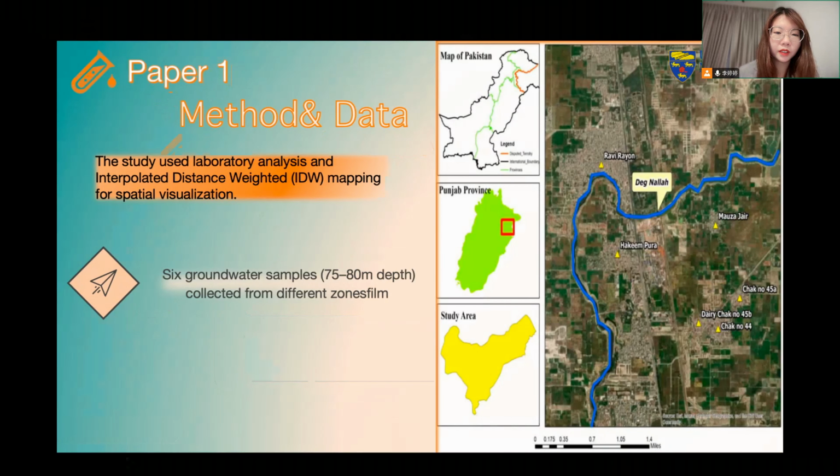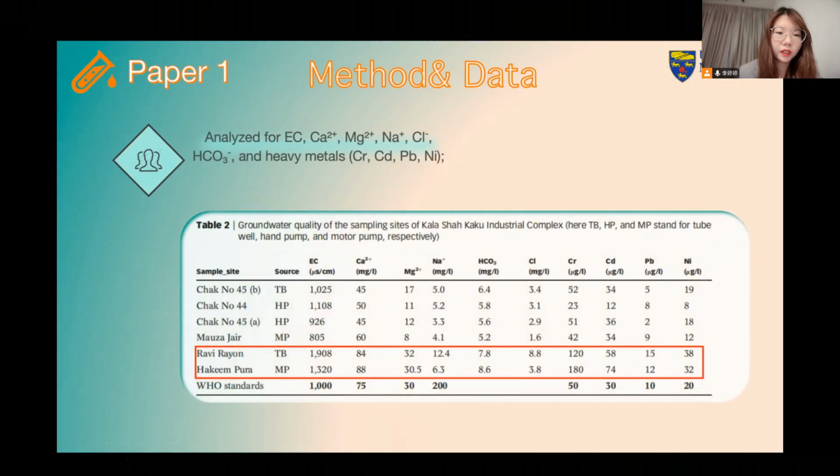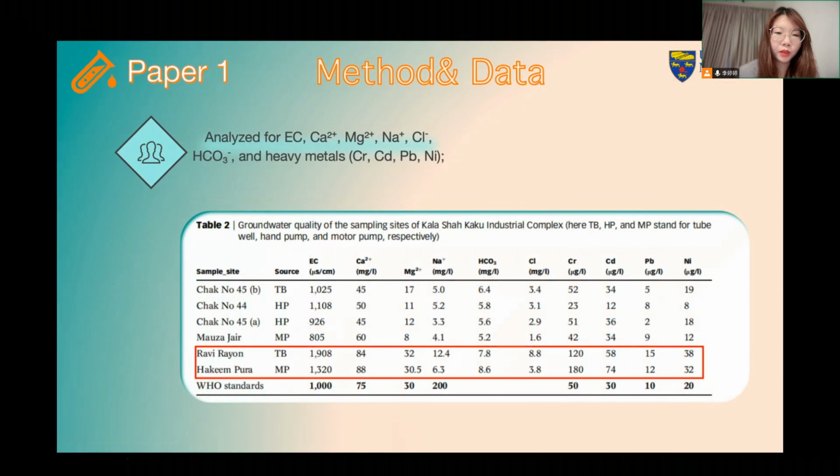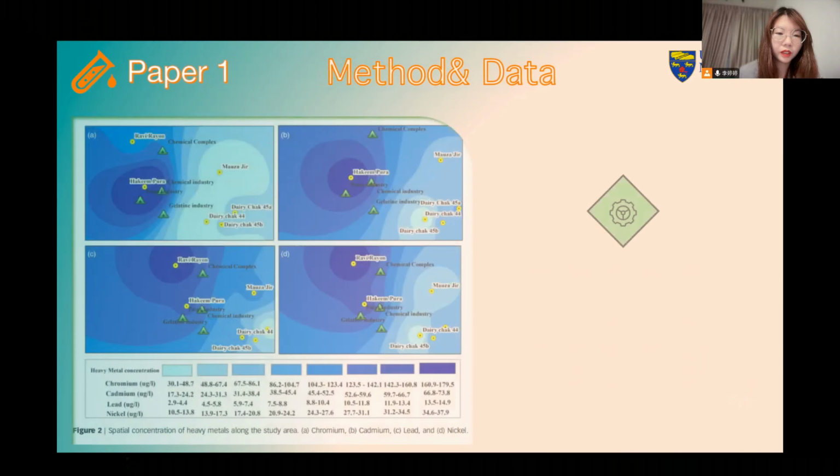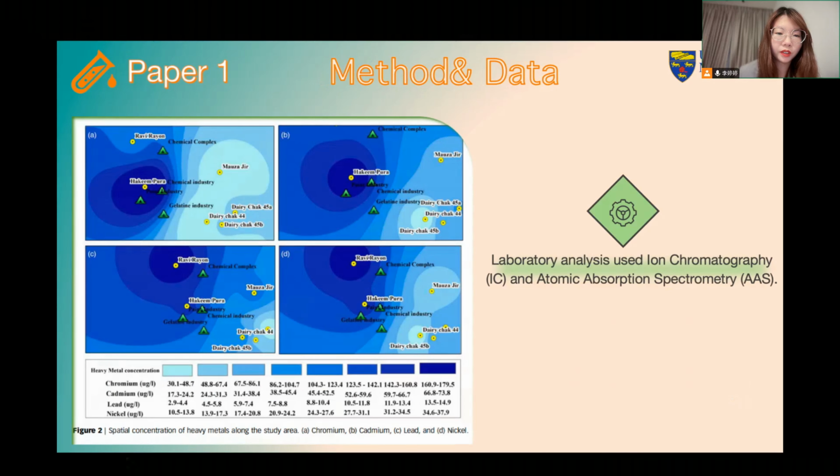Researchers collected 6 groundwater samples at depths of 75 to 80 meters from different routes. They analyzed the physical and chemical properties, including some chemical elements such as chromium, cadmium, and nickel. Techniques used include chromatography and atomic absorption spectrometry.